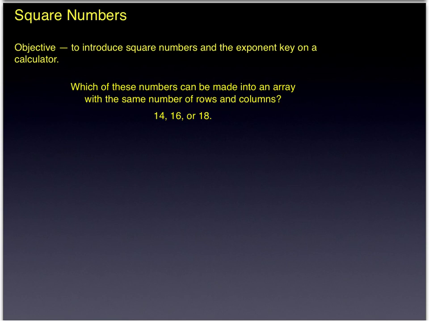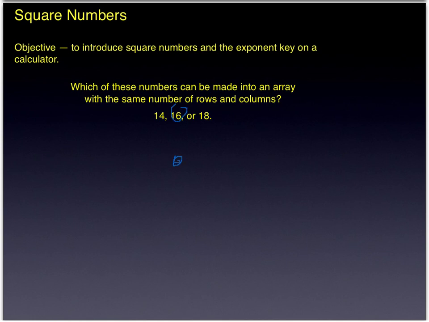Let's just check 18 to be on the safe side. 18, I have 1 and 18, 2 and 9, 3 and 6, 9 and 2, 6 and 3, 18 and 1. So 18 is not going to be a good choice. So 16 is our number that can be made into equal rows and equal columns.